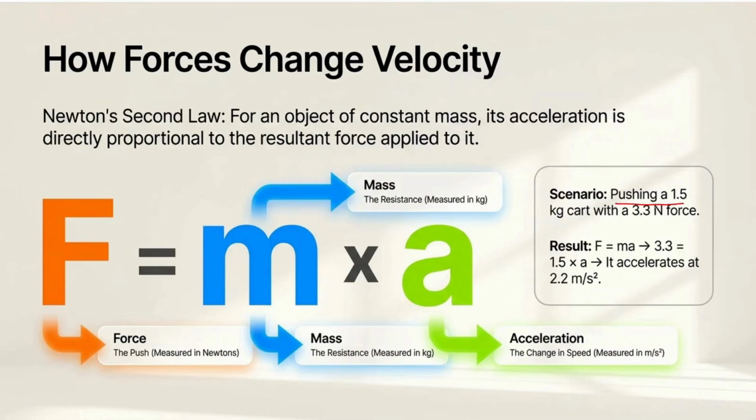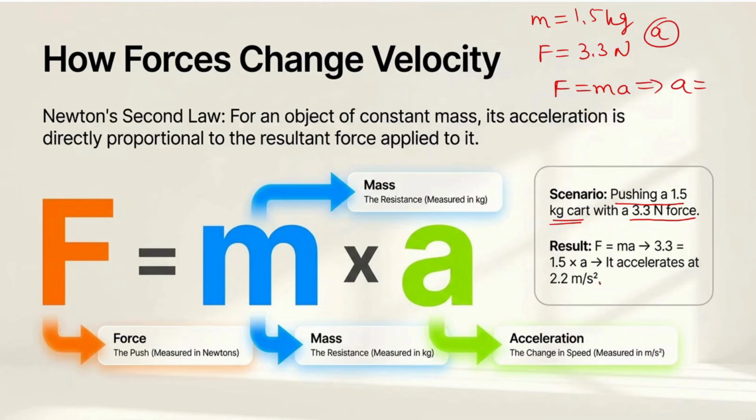Now they give some scenario. If you're pushing a 1.5 kg cart, they've given a mass, with a 3.3 newton force, and they've given a force as well. Now what we have to find is the acceleration of that cart. Use this simple formula and you will get a, which is 2.2 meters per second squared.